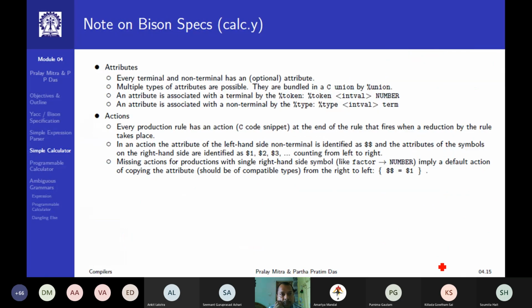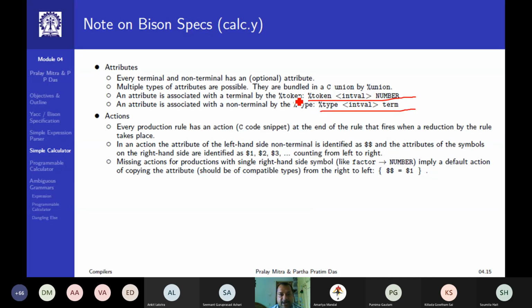Okay. Now, every terminal and non-terminal has an optional attribute. Regarding this attribute, more details we will be discussing later when we discuss IR and others. Multiple types of attributes are possible. They are bundled in a C union by %union. An attribute is associated with a terminal by the %token <value> number. That is what I mentioned. An attribute is associated with a non-terminal by %type <value> term.